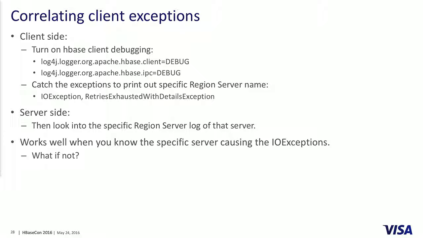So the first thing we need to do is turn on some of the debugging facilities here. These are very helpful debugging. So on the client and the IPC, turn on the debug, and you will have a lot more information to deal with. And then when there's an exception, catch the exception. The most important thing is really to print out the specific region server that is having the problem. And once you get the region server, then you can go to the region server log to find out the cause. In many cases, this can tell you the problem right away.